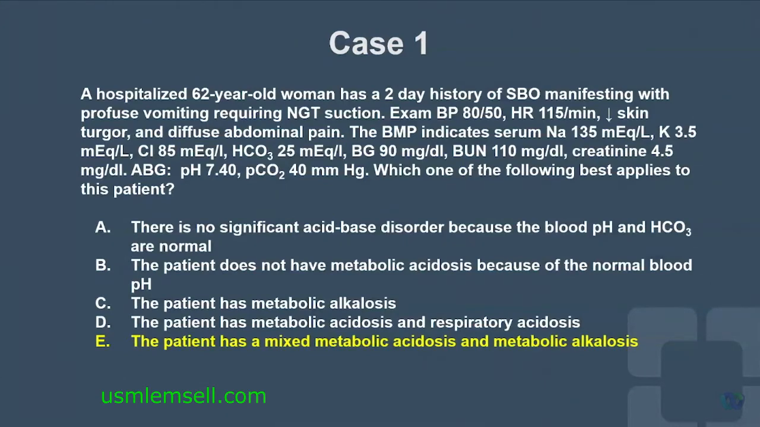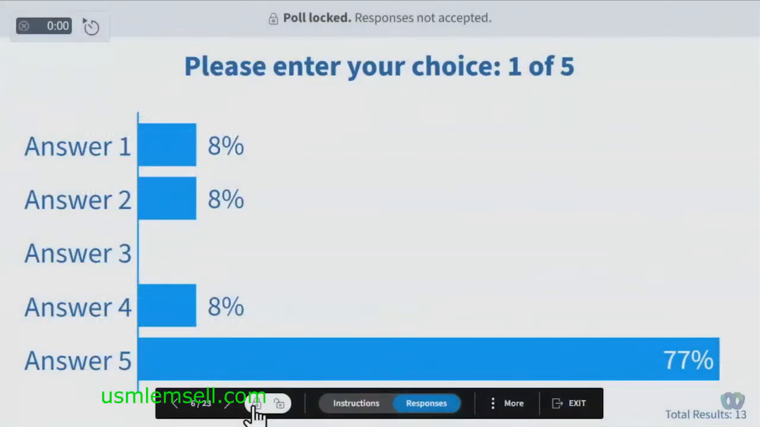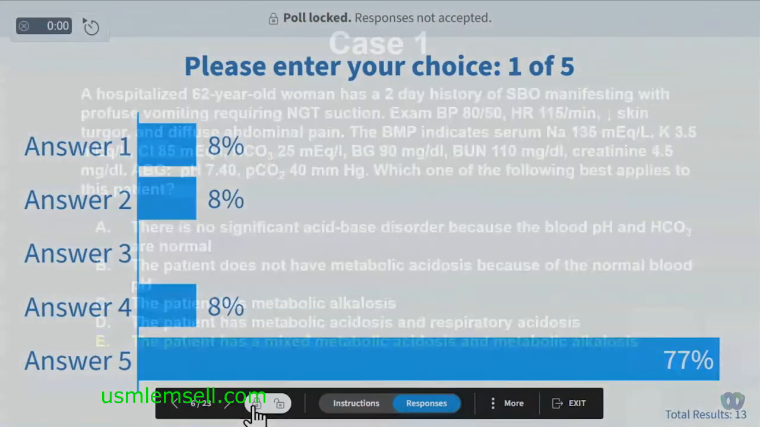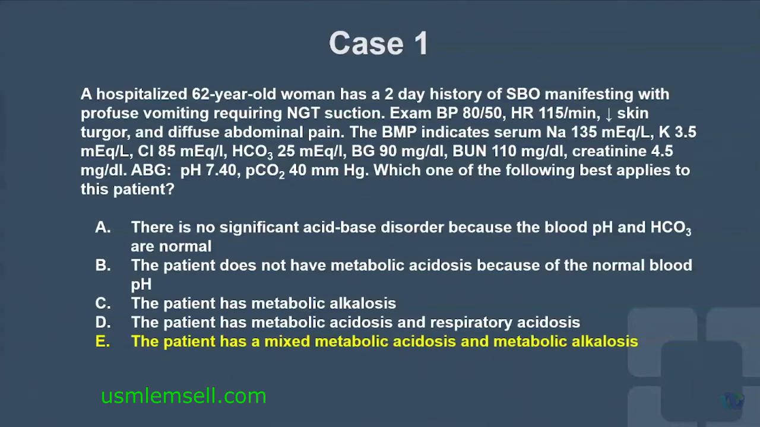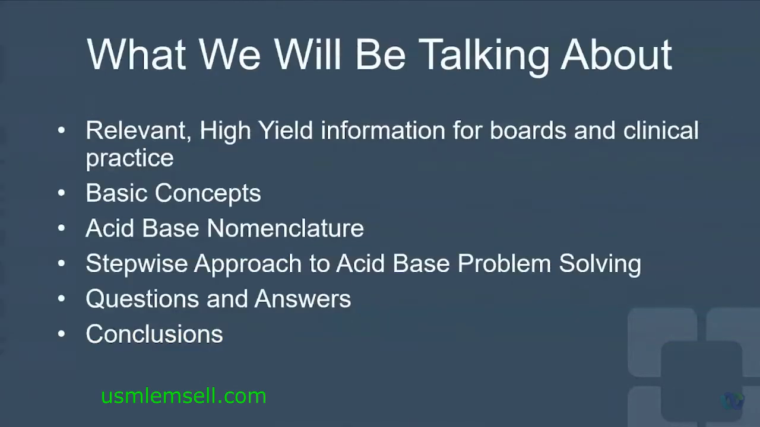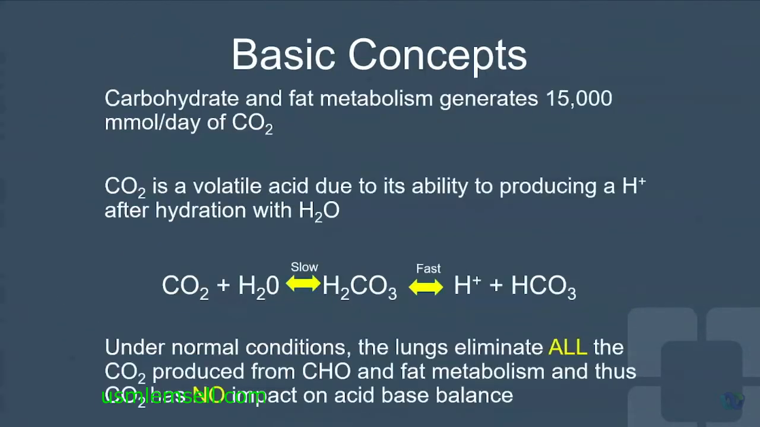And like I said, we are going to come back to this question and we will discuss these further and break it down so that we can have a little bit more idea about these. So let's basically start off. What we're going to talk about is high yield information, both for boards and clinical practice: some basic concepts, understanding the nomenclature, and how you would approach acid-base problem solving. So a few questions that we'll discuss in our final conclusions and high points.